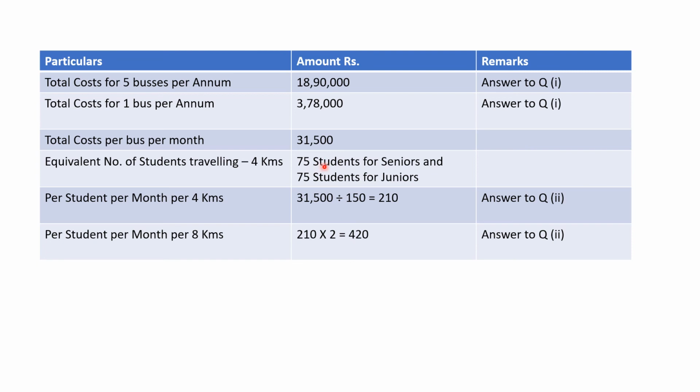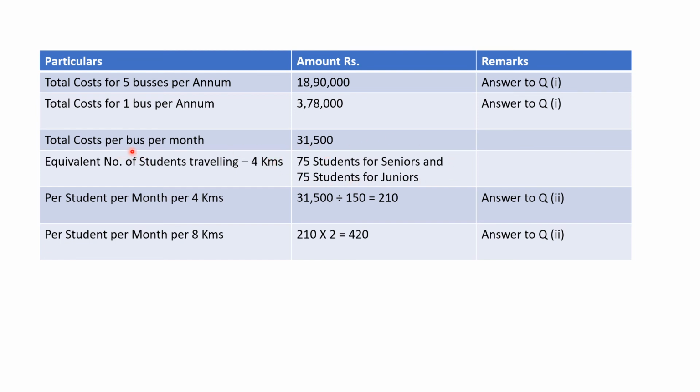I have explained how these 75 students have come. See, first 50% capacity travels 4 kilometers and 50% capacity travels 8 kilometers. What is the 50% capacity of a 50 student bus? It is 25, and another 25 students travel 8 kilometers. So 4 kilometers is being traveled by 75 students in the morning and 75 students in the afternoon. So this is the very important aspect of this example. You have to be very careful here.